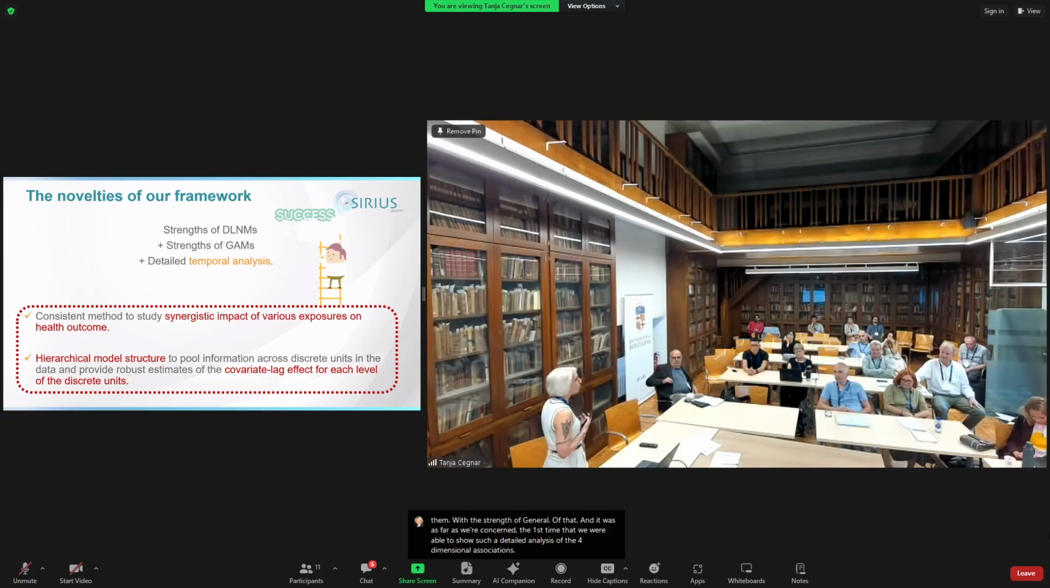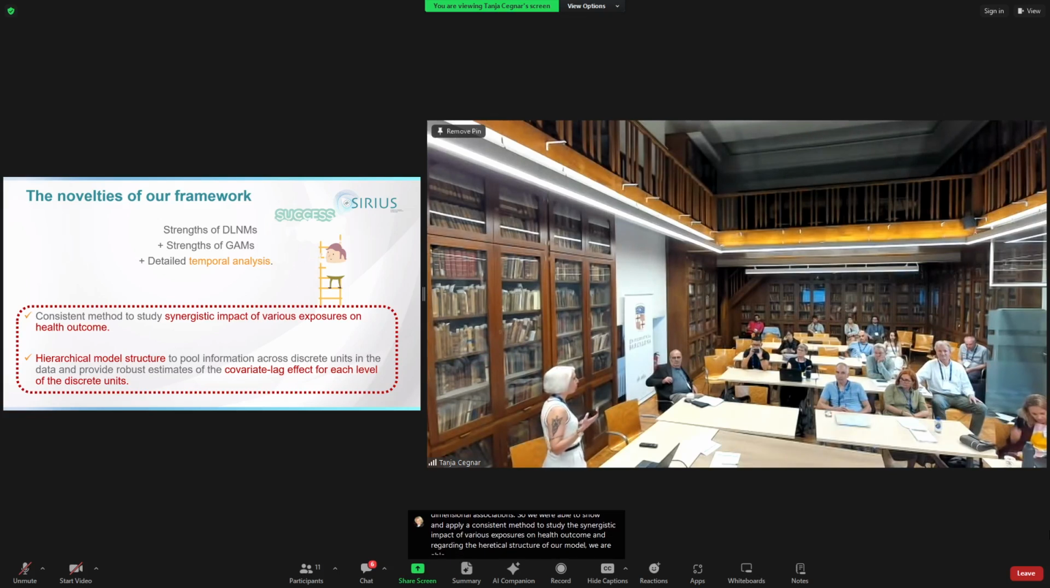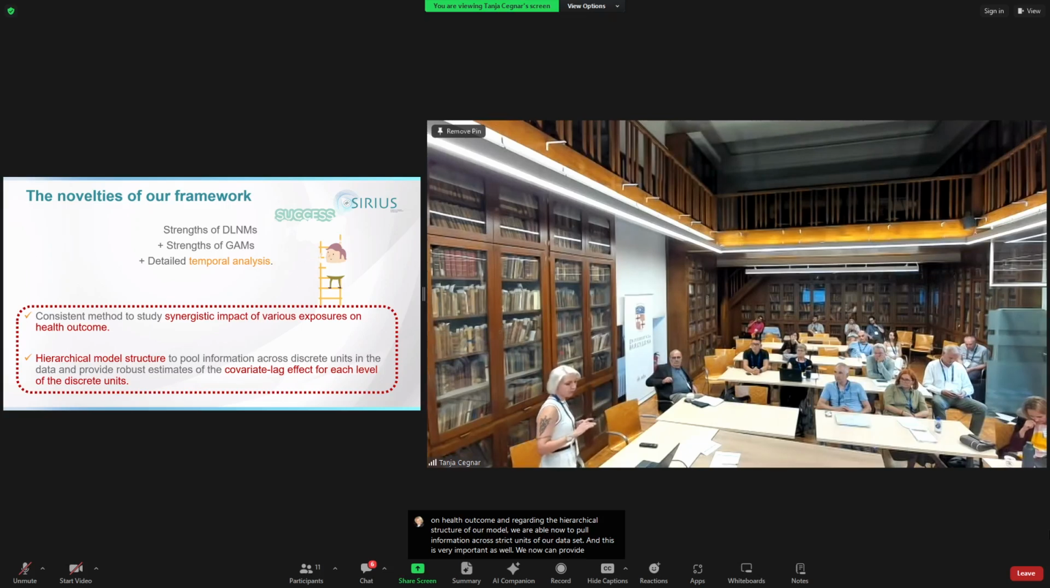So we were able to show and apply a consistent method to study the synergistic impact of various exposures on health outcome. And regarding the hierarchical structure of our model, we are able now to pull information across distinct units of our dataset, and this is very important as well. We now can provide robust estimates of the covariate lag effect for each level of the district units.